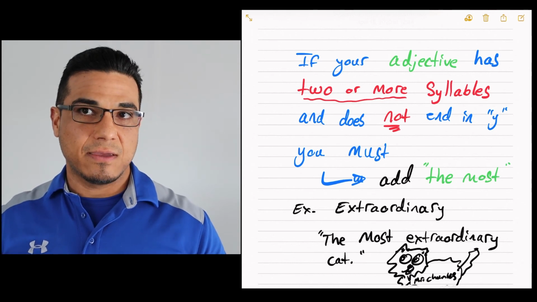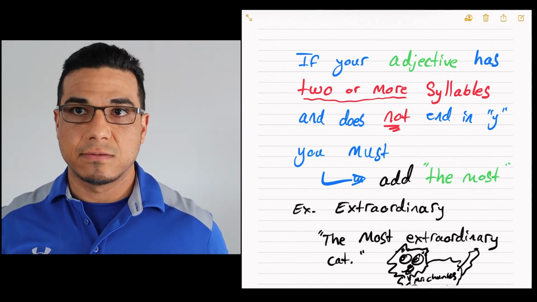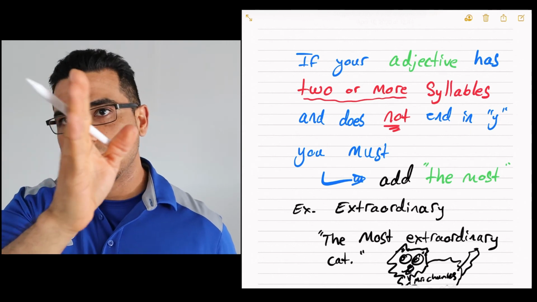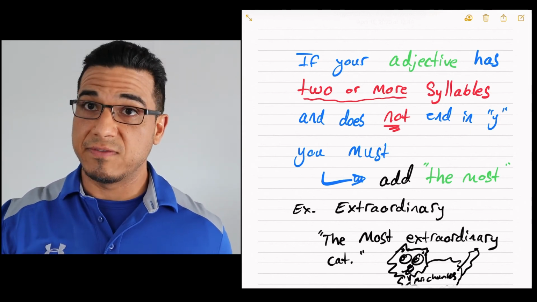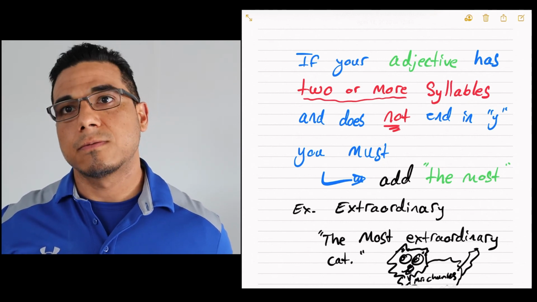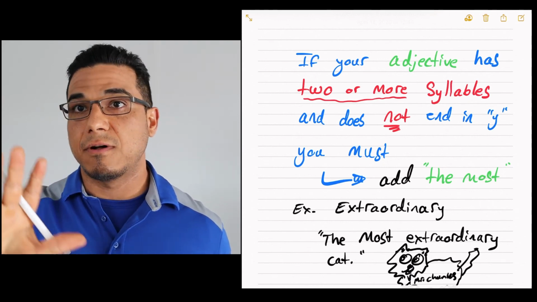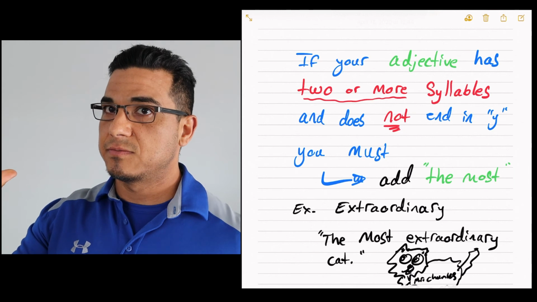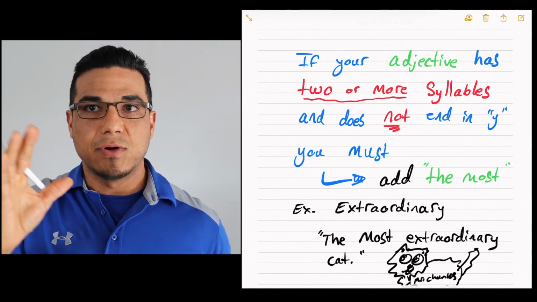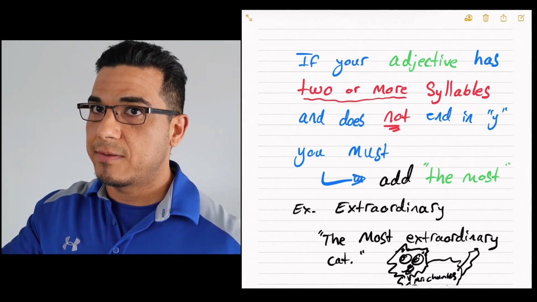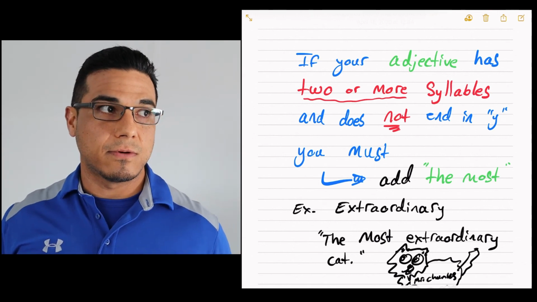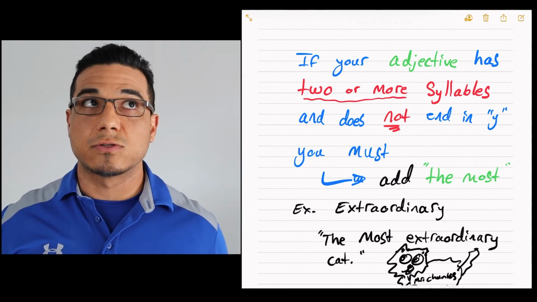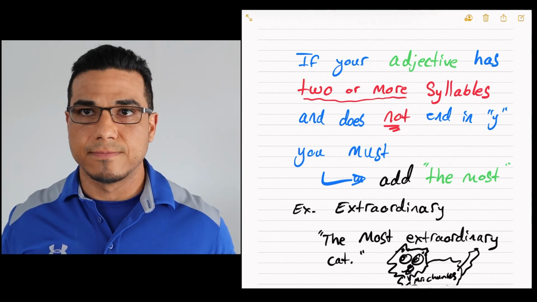So instead of saying it was extraordinariest, right? Drop the Y, change it to an I, add EST, the way that we talked about in one of the previous rules. No, you would have to say the most followed by that adjective. So the most extraordinary. Like, oh, I saw the most extraordinary cat. Or, oh my goodness, this is the most extraordinary video I've ever seen.